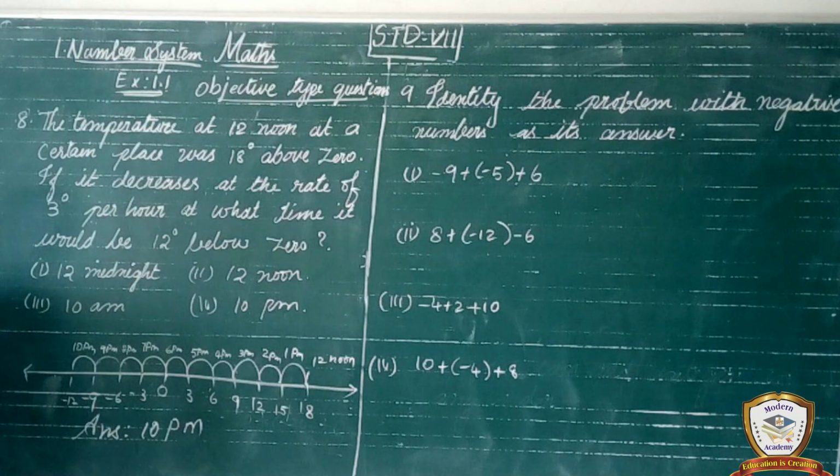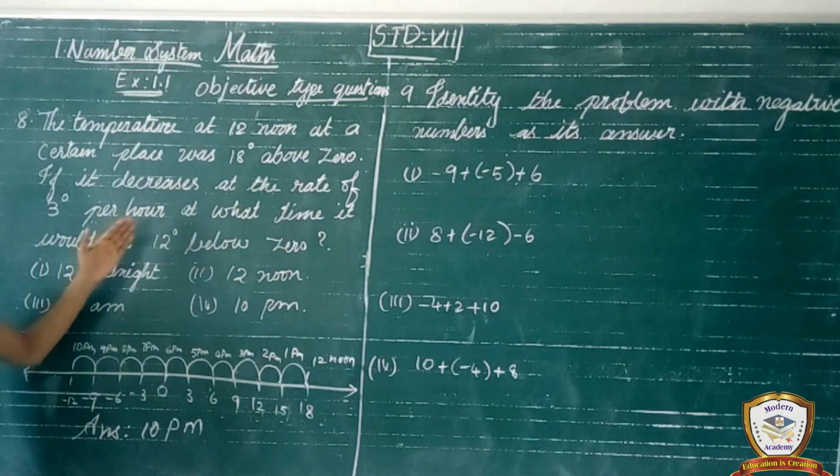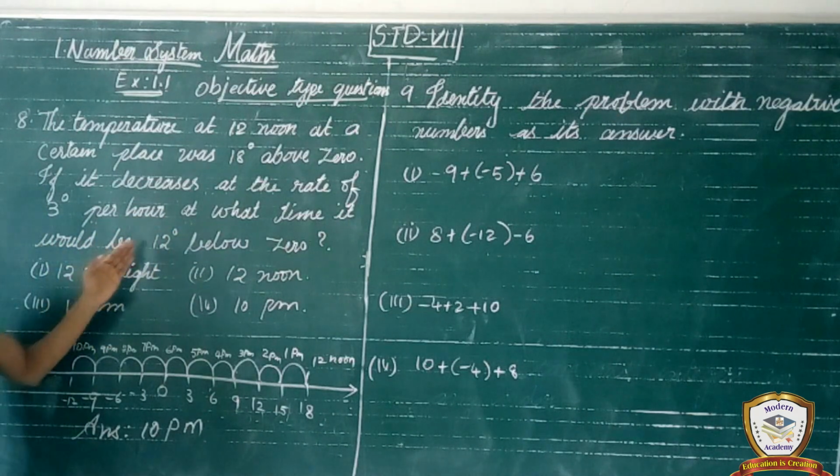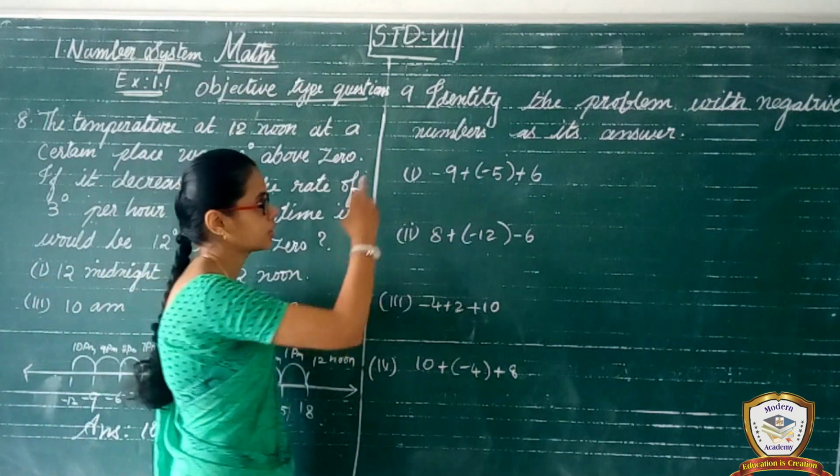Okay, listen, it decreases at the rate of 3 degree per hour. At what time would it be 12 degree below 0? So 12 degree below 0 means what time? That is 10 p.m. Okay, next, move to the next one.